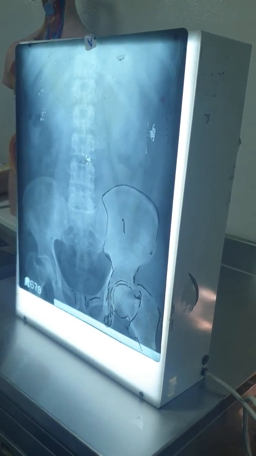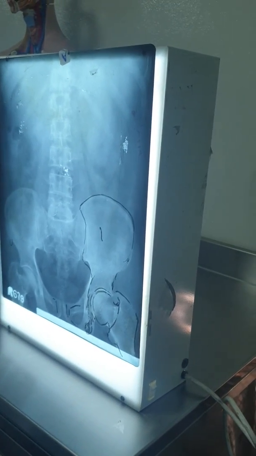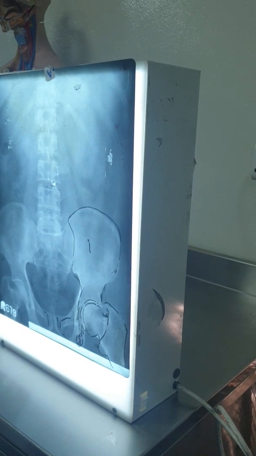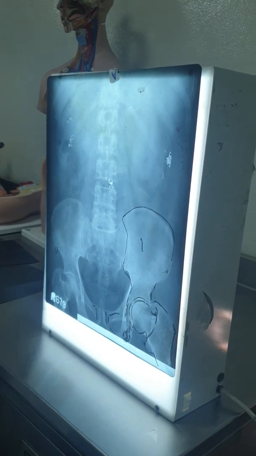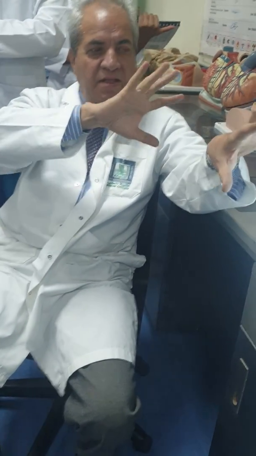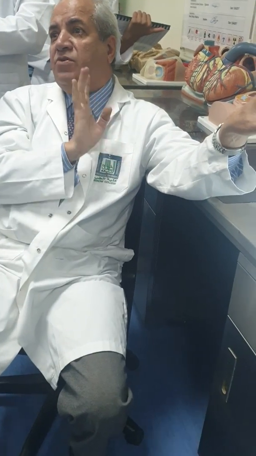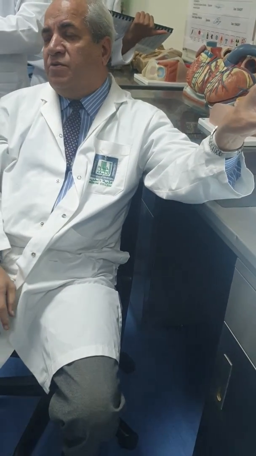And I have told you why you call it anterior-posterior or posterior-anterior. It depends upon where you put the X-ray plate and where the X-ray is coming from. If the X-ray comes from behind, it's called PA view, from posterior to anterior. And otherwise it is AP view, anterior-posterior view. This is AP, except chest.